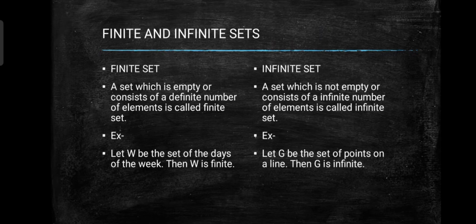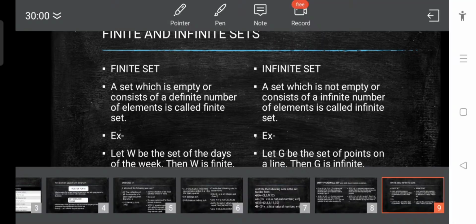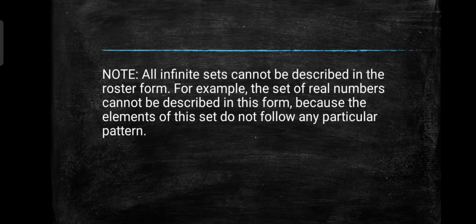So let G be the set of points on a line, and G is infinite. How many points make a line? If I ask you this question, you'll ask me, are you insane? A point is made of infinite lines. I mean, I messed up the whole line. A line is made of infinite points. So let's move on. So that's one type.